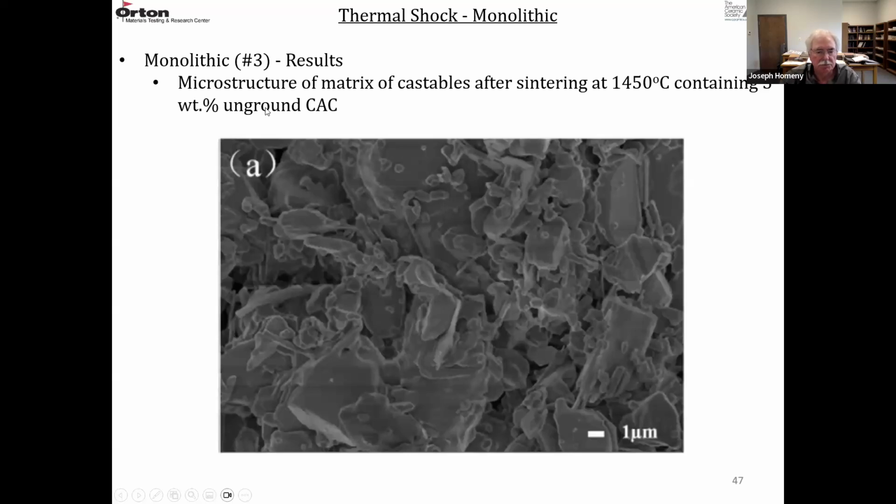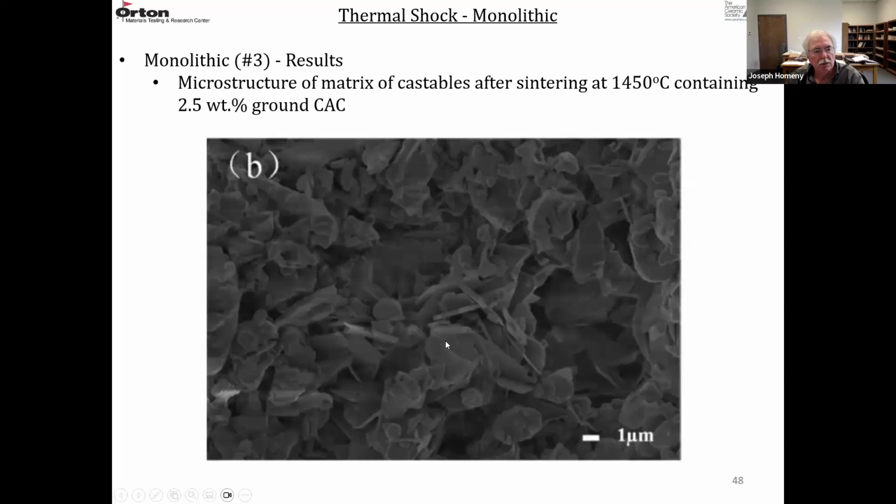So they looked at the microstructure of the matrix. These are fracture surfaces of the matrix, at a pretty high magnification. The bar is 1 micron. So these were sintered at 1450. And this is the one with 5% unground CAC. And then as you go up, this was one with 2.5 weight percent ground CAC. So you go up in ground CAC content.